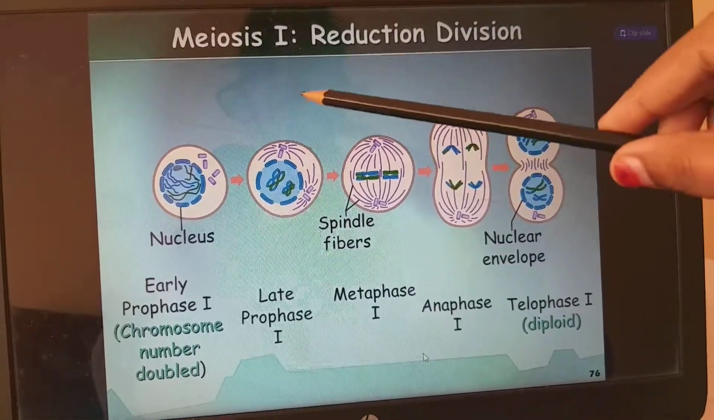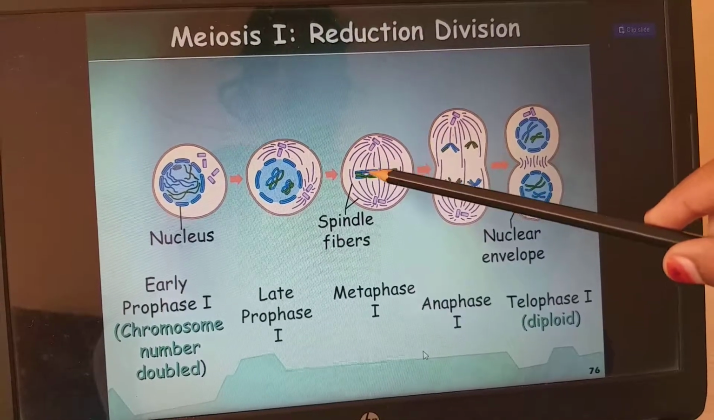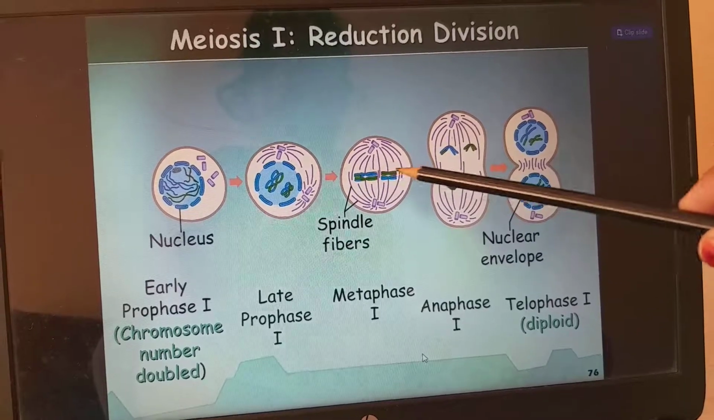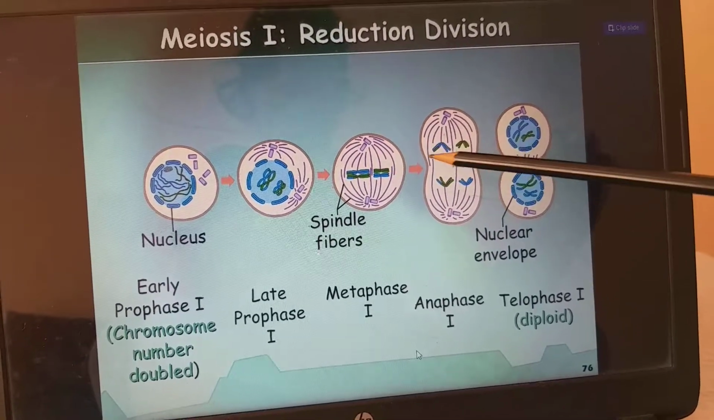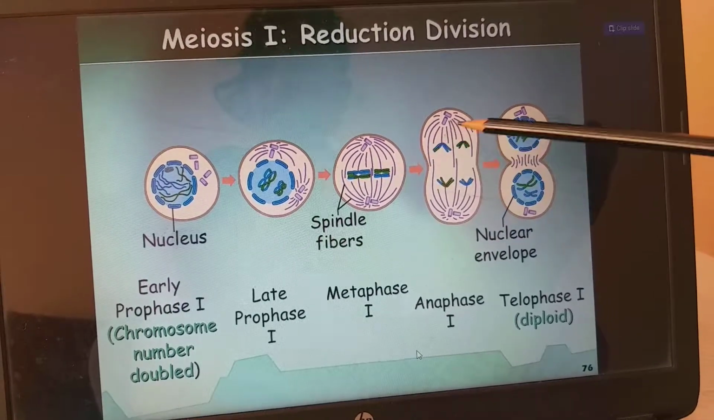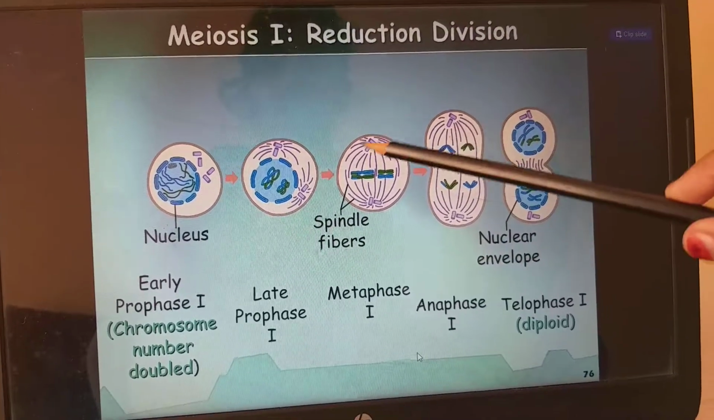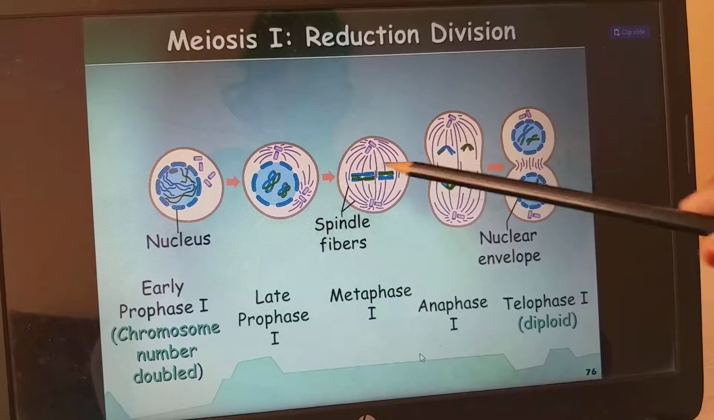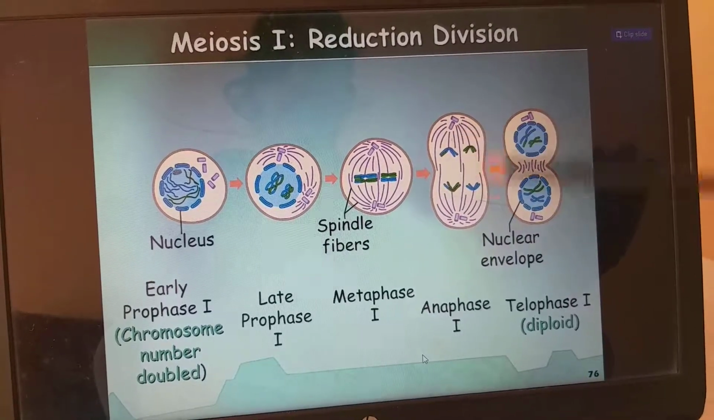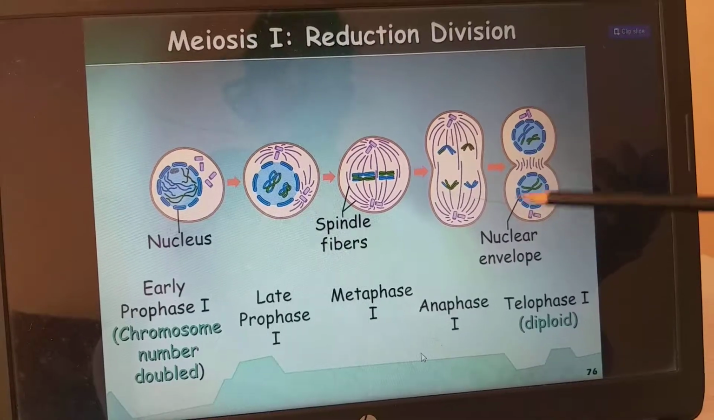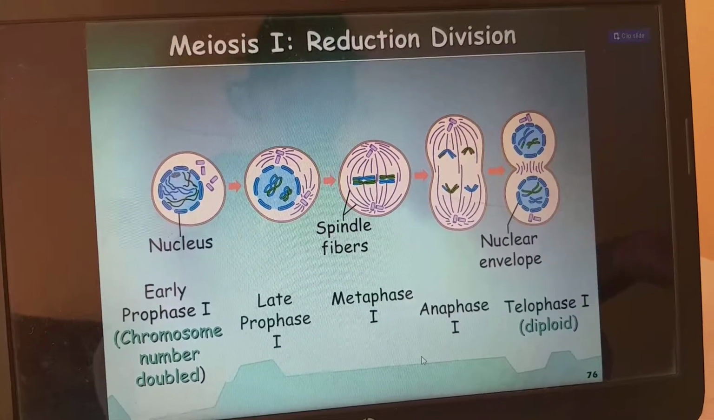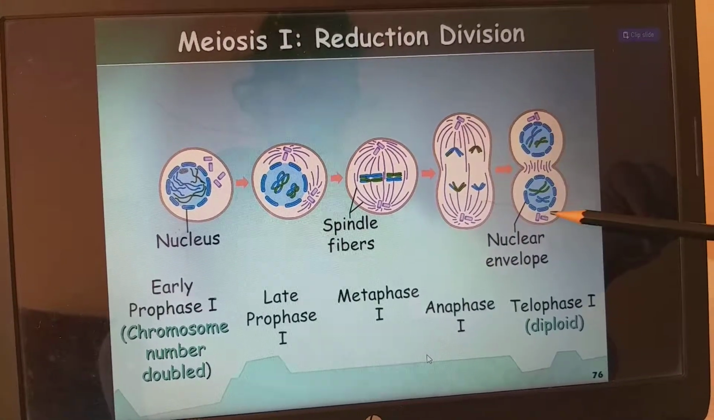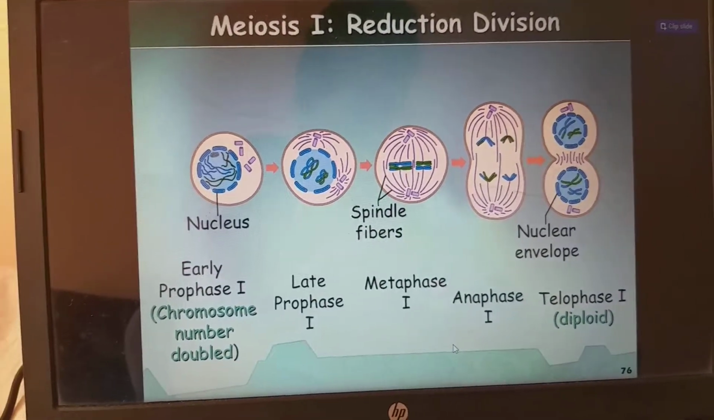For example, assume we have 4 chromosomes. These 4 chromosomes are arranged in two lines. Now they are split. There is no splitting of the centromeres taking place. The homologous chromosomes are split into two daughter cells. So now the 4 have been divided into 2 and 2. The nuclear envelope reappears and the nucleolus is formed. So the 4 have been divided into 2 in one daughter cell and 2 in another daughter cell. This happens in meiosis 1.